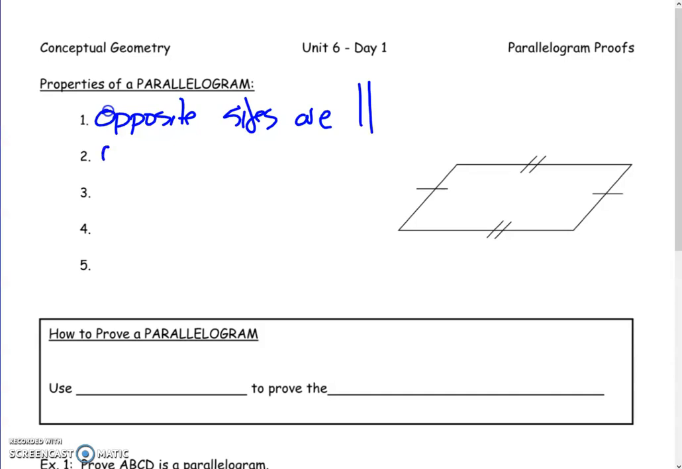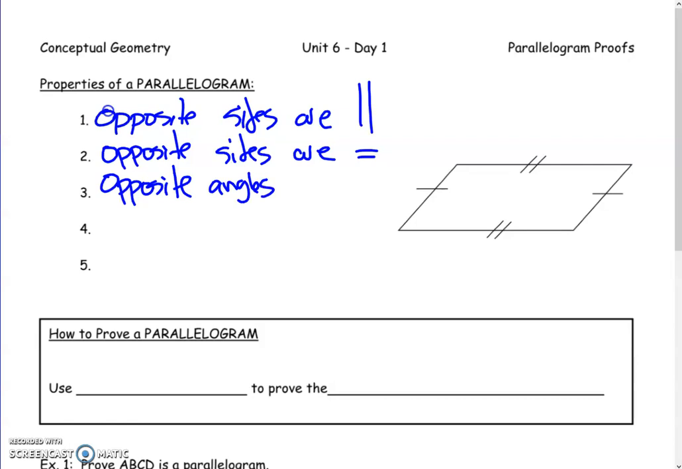2, opposite sides are equal, as we have marked in the figure. 3, opposite angles are equal.